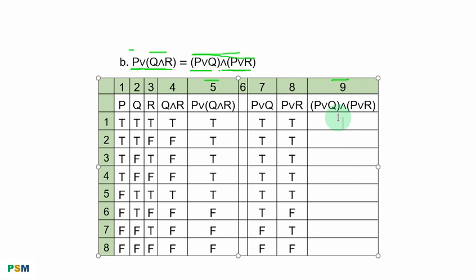To get column head 9, we are using 7 and 8. The connective is AND, which is true when both are true. So from number 1 to 5, they are all true. So you have T followed by T followed by T followed by T followed by T. Then number 6, TF for AND, it is F. FT, it is F. FF, it is F.